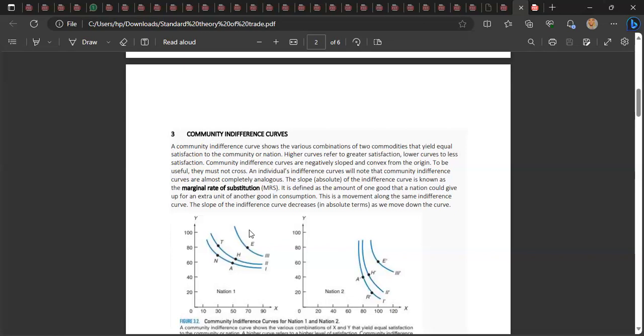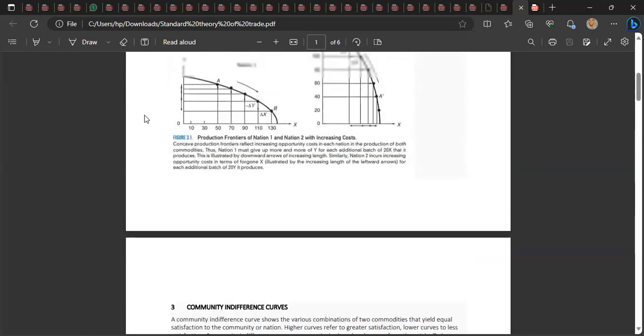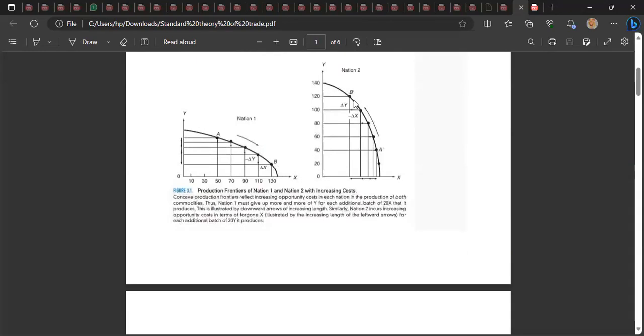All right, an indifference curve. First of all, we need to understand what an indifference curve means. An indifference curve basically shows the various combinations of two commodities that yield equal satisfaction. So which means this is more of the opposite of what happens here, right? So this is what you can produce on this one. This is basically the boundary of what you can produce.